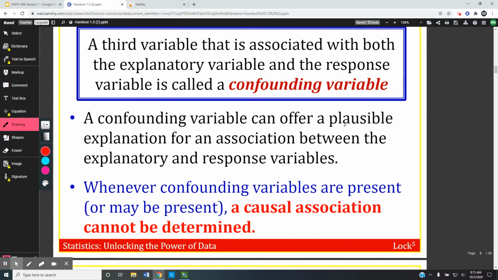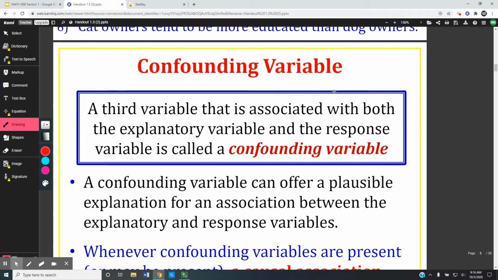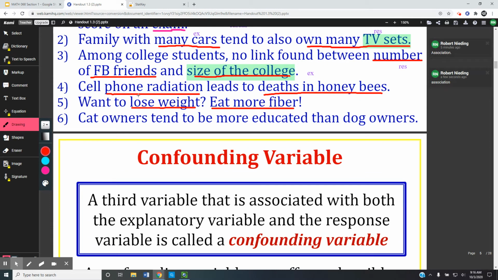A confounding variable. A third variable that's associated with both the explanatory variable and the response variable is called a confounding variable. So we confound something when we kind of mess up the data, if you will. It says a confounding variable can offer a plausible explanation for an association between the explanatory and the response variable. So if I can go back to the honeybee one, and if in the honeybee one, I can find a confounding variable that has something to do with honeybees dying and cell phone radiation, basically I can confound the results of what's going on.